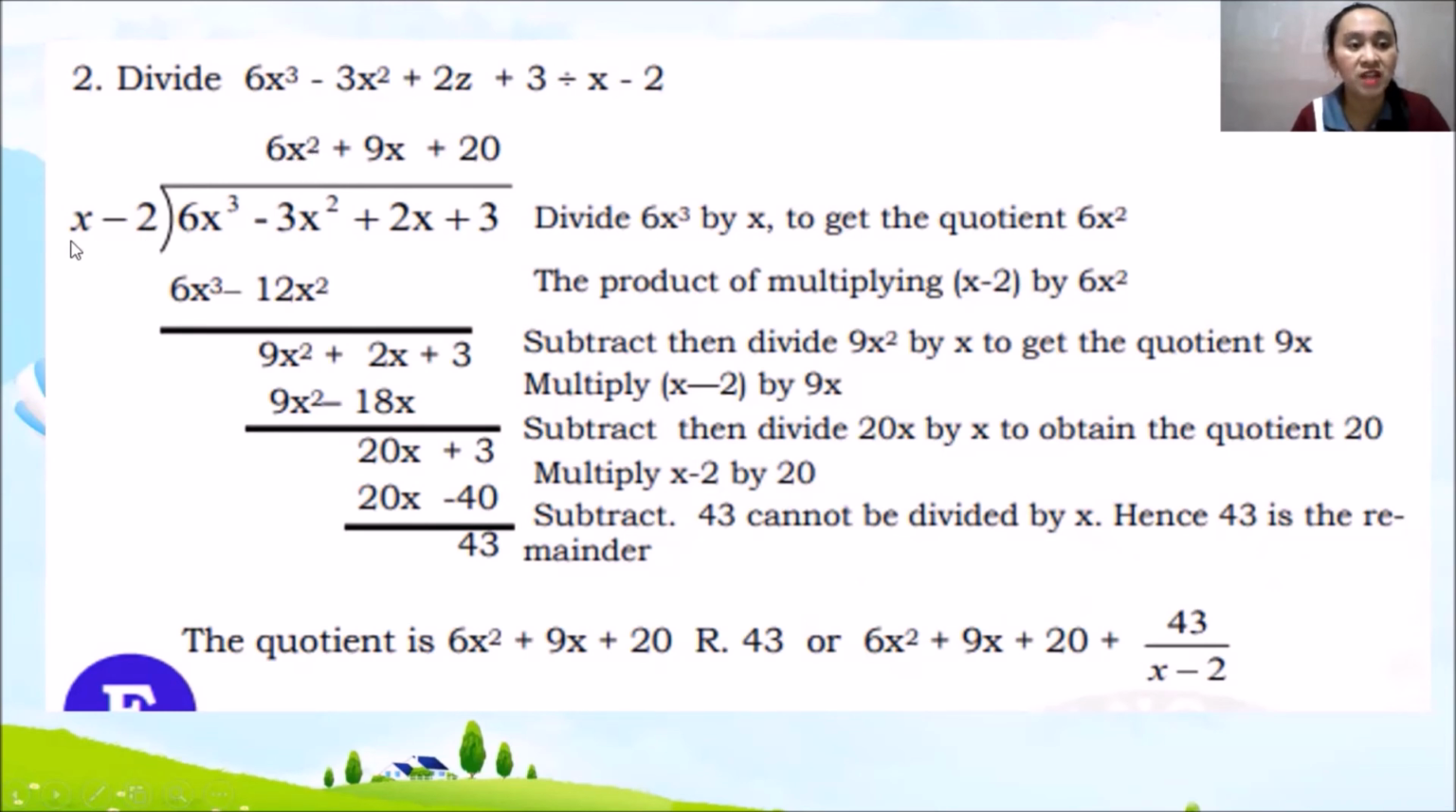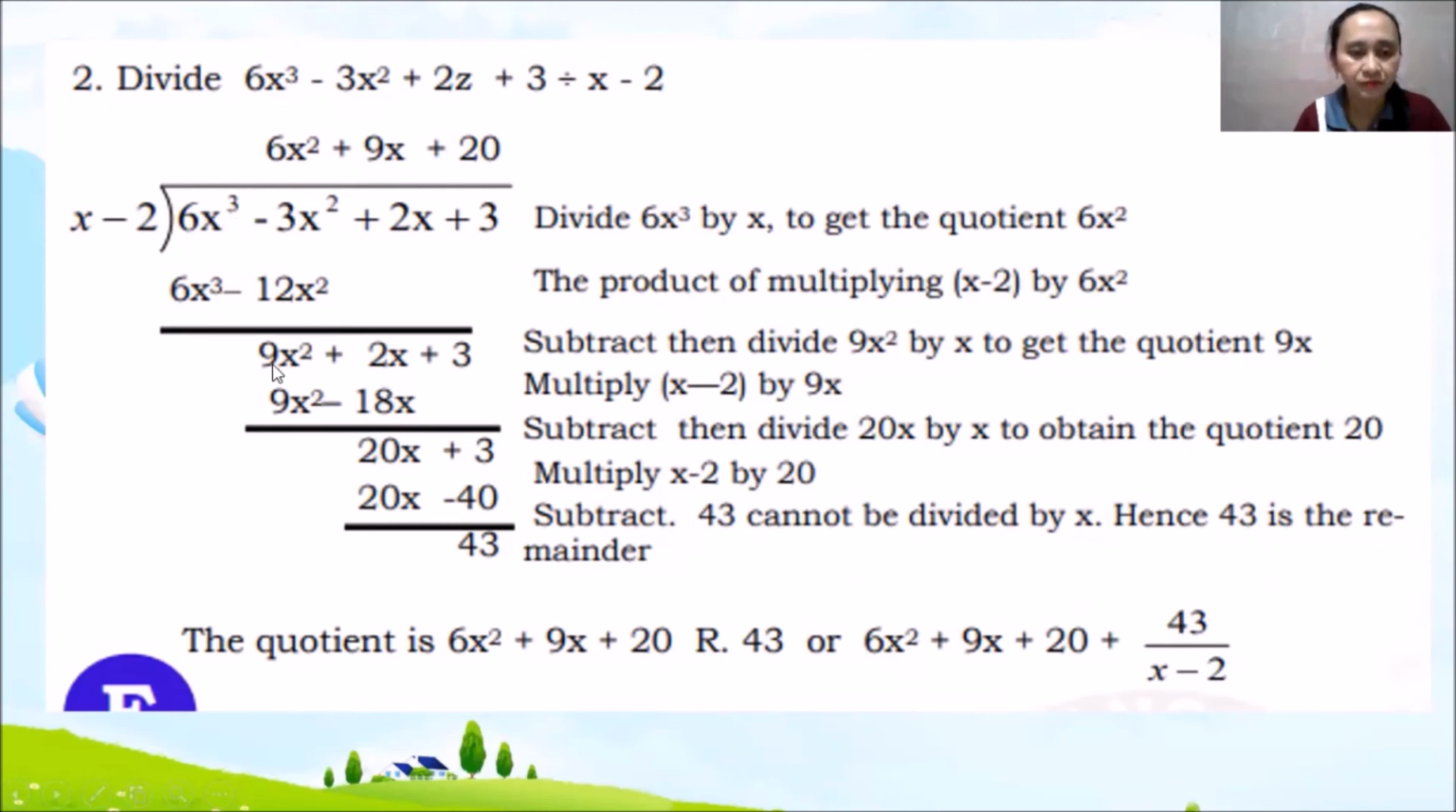6x squared times x is 6x cubed. 6x squared times negative 2 is negative 12x squared. Then subtract, so 0 ito, then this will become positive 12 minus 3 is 9. Bring down x squared. Then bring down plus 2x.